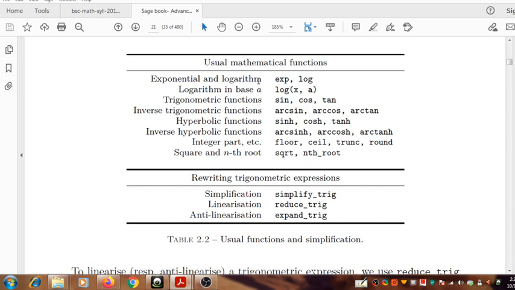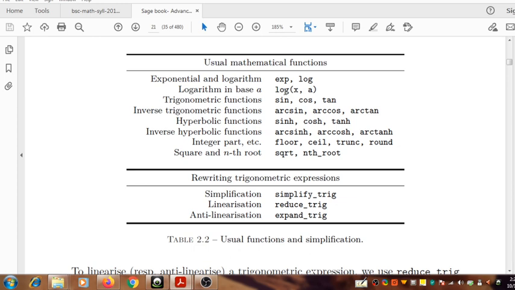The exponential and logarithmic functions. The exponential function's syntax is exp. The logarithmic function has syntax log. If you want to specify the base also, then it should be written log in brackets x comma a. That means the logarithm of the given number x with the base a will be given by this function. Once again, its syntax is log of x in brackets x comma a.